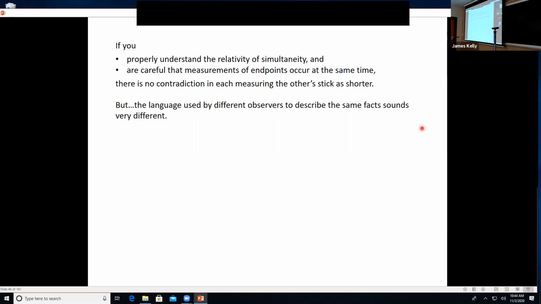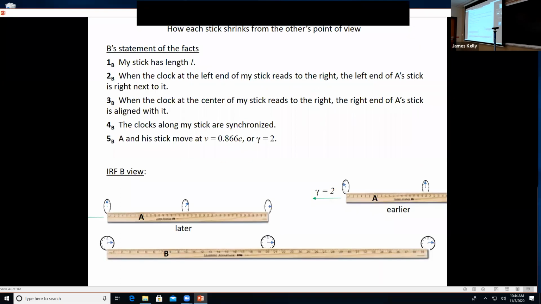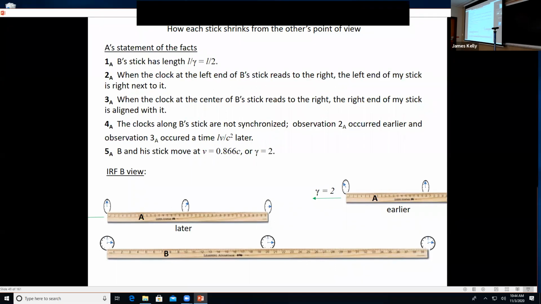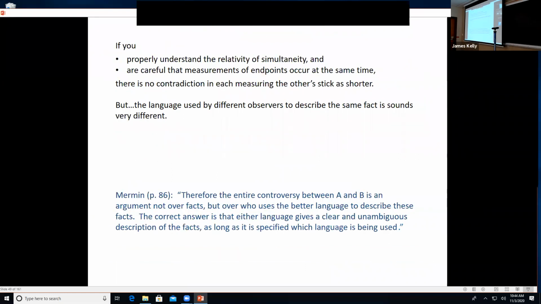Okay, but the language used by different observers to describe the facts sounds very different, and I'm not going to talk much about these either, but Mermin spends quite a bit of time in this chapter talking about B's statement of the facts, which sounds very different than A's statement of the facts, and it's probably not worth getting into here. He develops it quite a bit in there. They sound different, but the upshot, or what he concludes, is down here at the bottom. Therefore, the entire controversy between A and B is an argument not over facts, but over who uses the better language to describe these facts. So they're both describing the same underlying reality, but they sound very superficially different in the way they describe that reality.